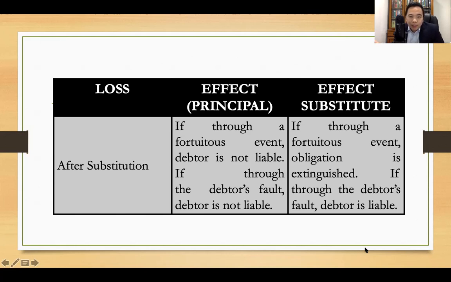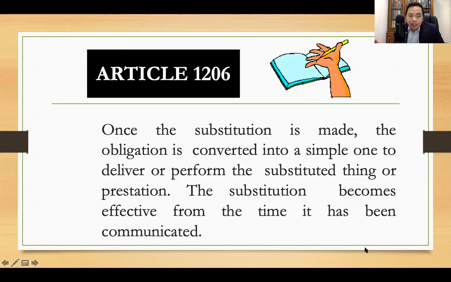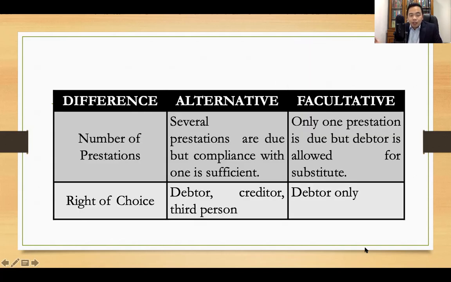After substitution, what is the effect on the substitute? If through a fortuitous event, the obligation is extinguished. If through the debtor's fault, the debtor is liable. Again, once the substitution is made, the obligation is converted into a simple one to deliver or perform the substituted thing or prestation. The substitution becomes effective from the time it has been communicated.